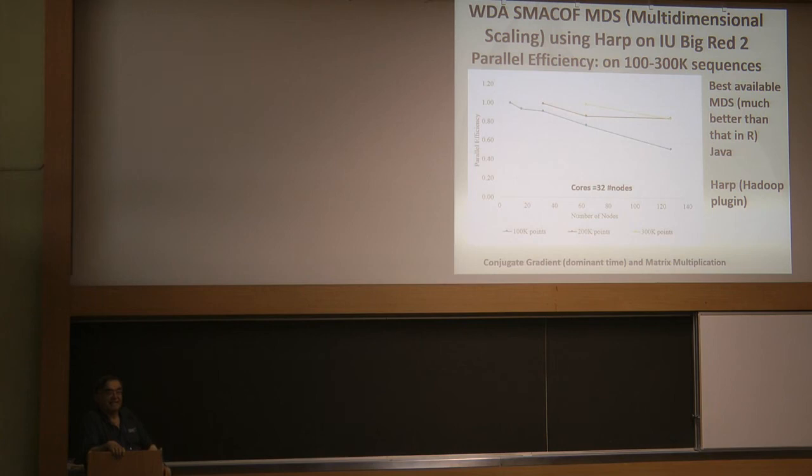And here you have efficiency as a function of the number of nodes. And you will see this runs just like all parallel computing jobs should run. The blue is 100,000 points, the red is 200,000 points, and the green is 300,000 points. And as you increase the size of the problem, the efficiency increases, which is what we're taught should always happen.